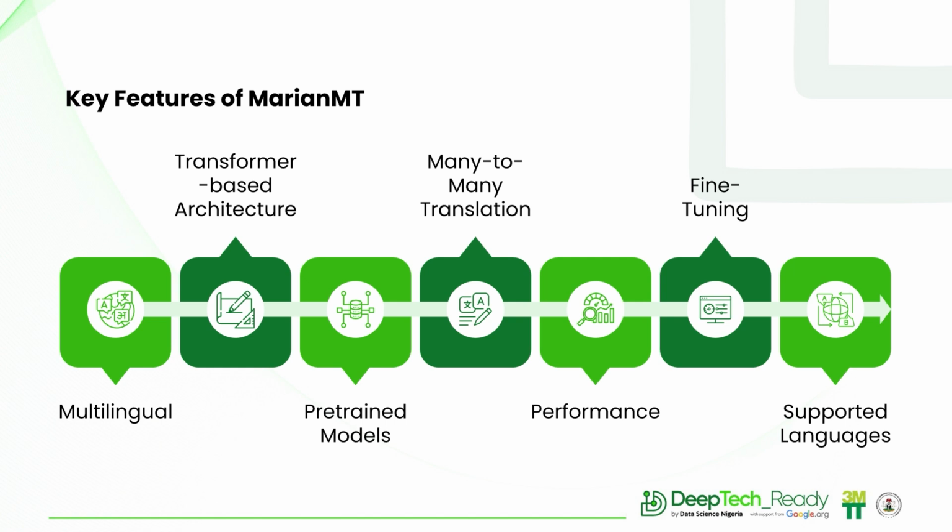This makes it more efficient and faster than older sequence-based models like RNNs and LSTMs. MarianMT models are pre-trained on large multilingual datasets and are ready to be used for translation tasks without needing further training. You can load them directly from the Hugging Face Model Hub. One of the highlights of MarianMT is its ability to handle many-to-many translations, meaning that it can translate between multiple languages and can also be trained with many different pairs of source and target languages.